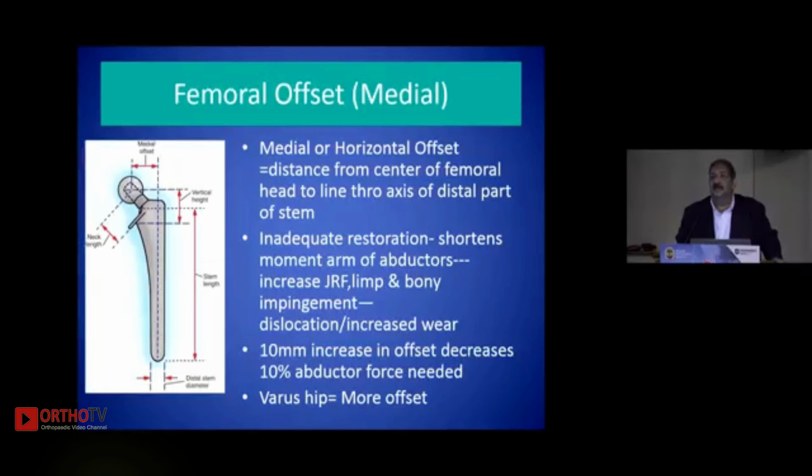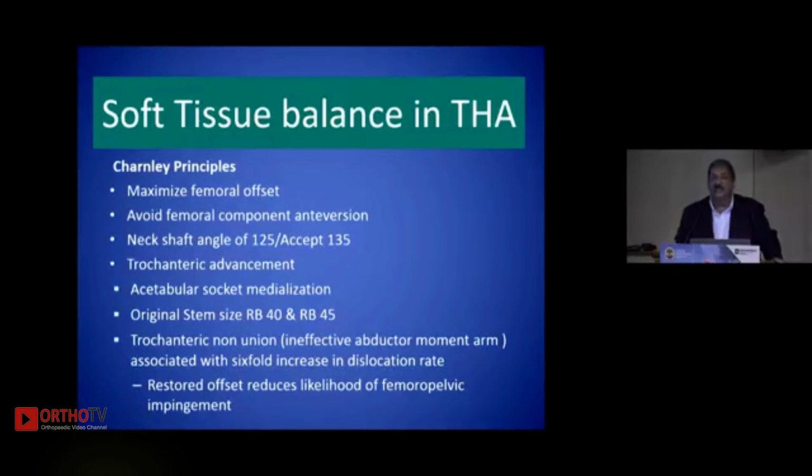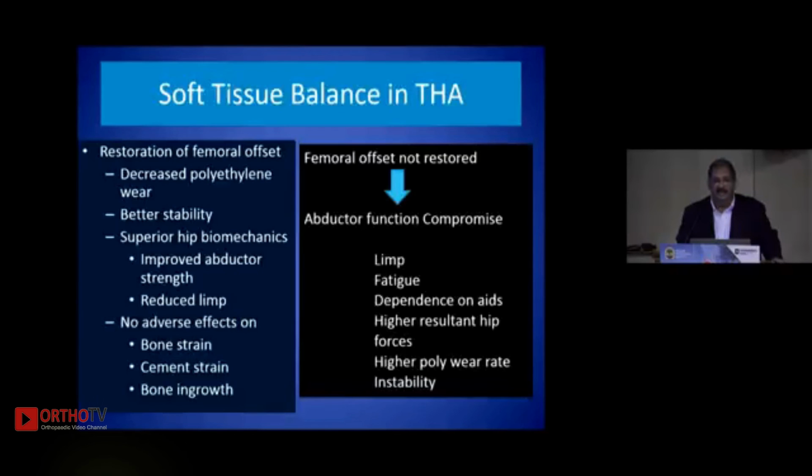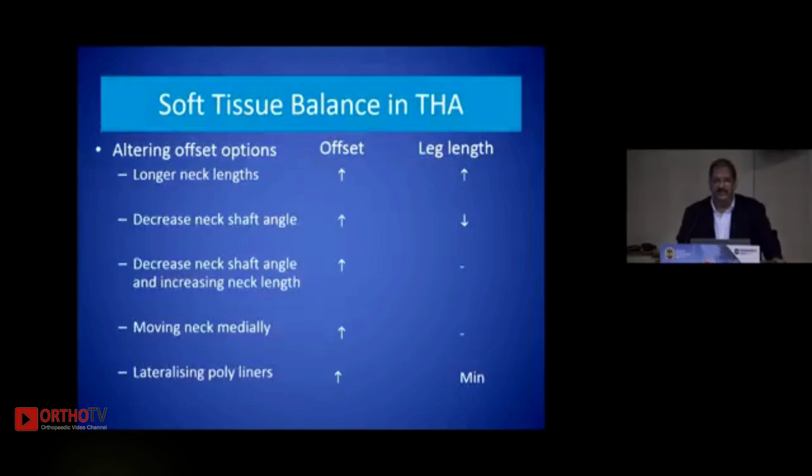A varus hip will obviously have more offset. So Charnley, the doyen of hip replacement, also designed two stems, the round back 40 and the round back 45, implying that these were the two offsets which were the ideal ones to be used. And trochanteric non-union, where the abductor arm is not functional, did have an increase in the dislocation rate. So if the femoral offset is not restored, we have a compromise of the abductor function, leading to limp, fatigue, higher resultant hip forces, and higher polywear, and also an increased risk of instability.